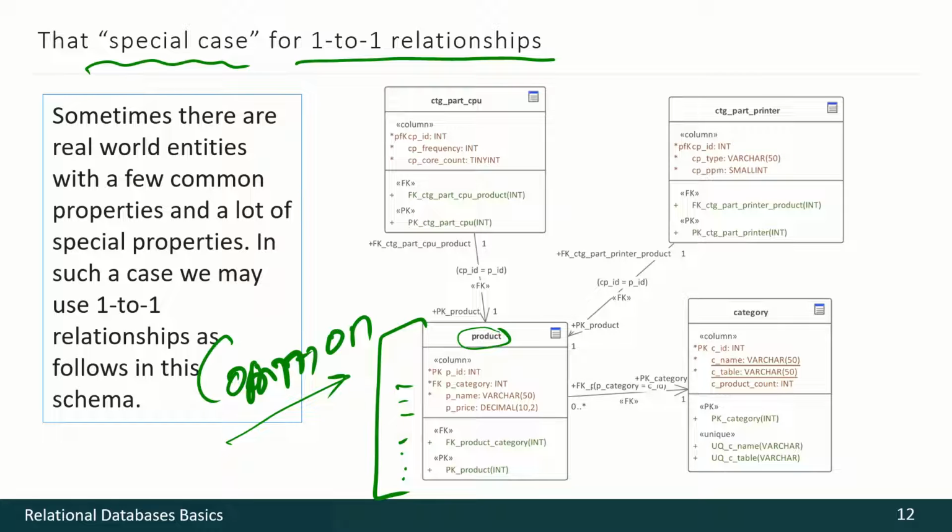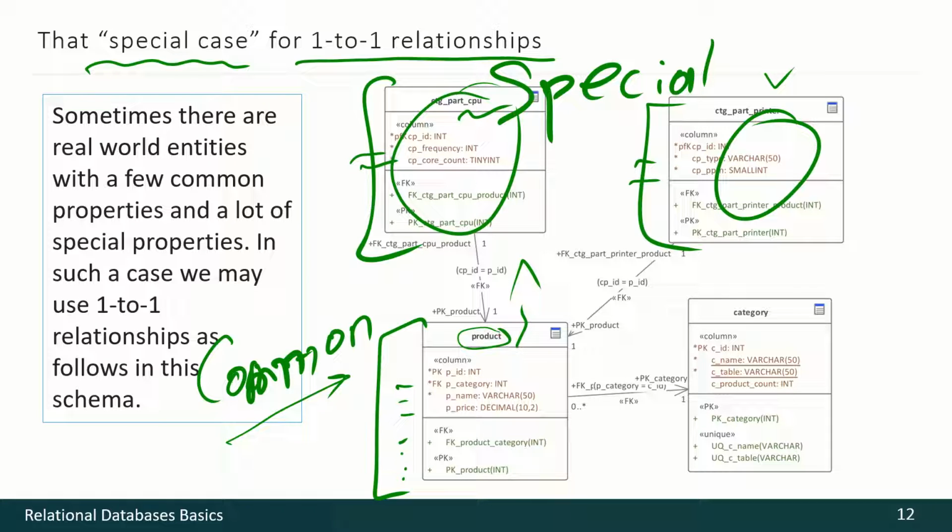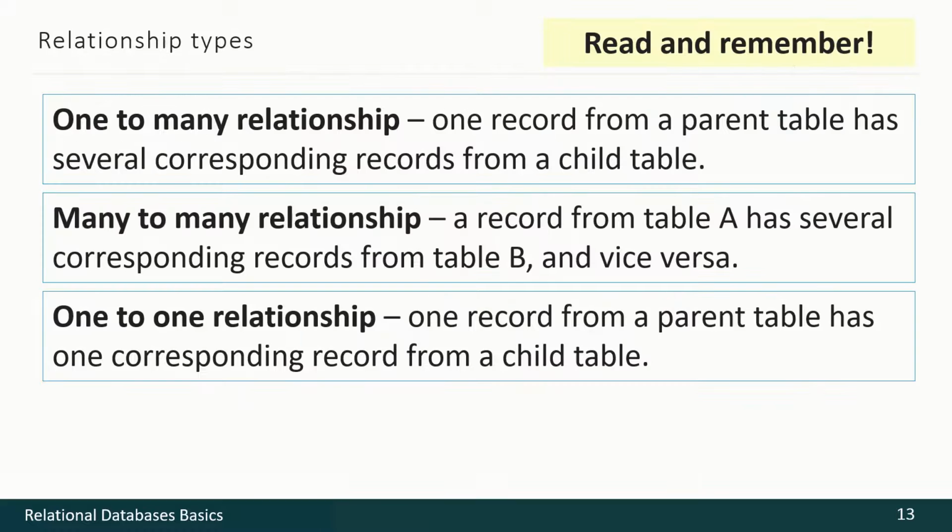And each of those parts has something special, like CPUs have frequency, core count, printers have type, pages per minute, and so on. That special part of any product should be stored in separate tables. But those separate tables should be linked to this main table with one-to-one relationships.